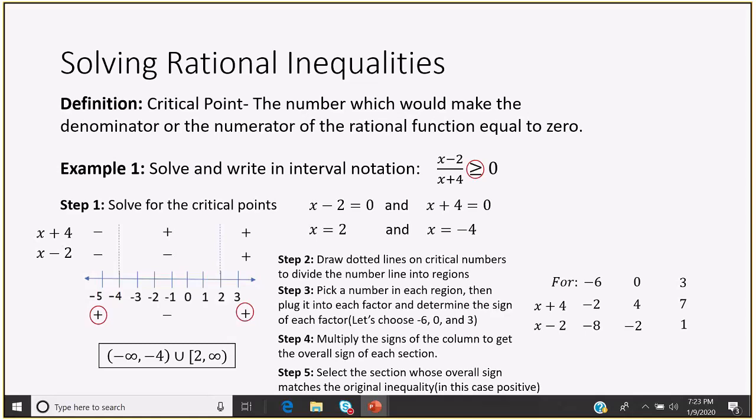Now you might be asking yourself, it's weird that one of the numbers has a bracket and the other number doesn't have a bracket on it. What's happening there? Well, if you look back at the expression, if I plug -4 into that expression, I would be dividing by 0, which I'm not allowed to do. So even though overall I'm dealing with a greater than or equal to, which generally means I have brackets on every number, I have to be careful with the fact that I'm dealing with rational inequalities. Anytime your factor is on the bottom, that critical number should not have a bracket on it.